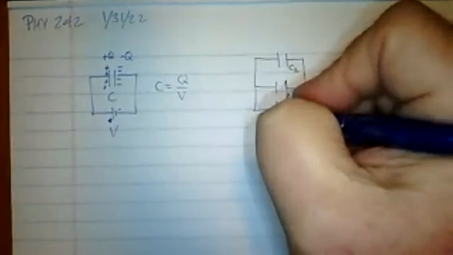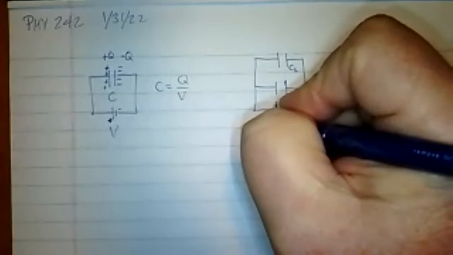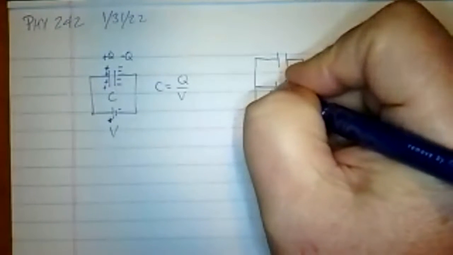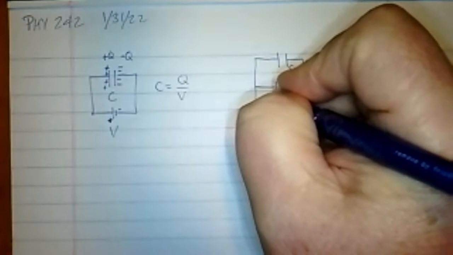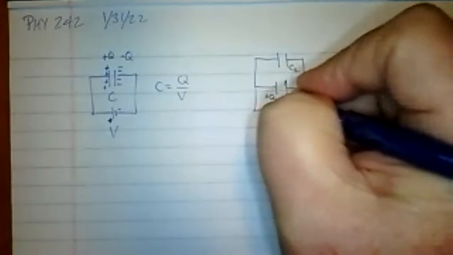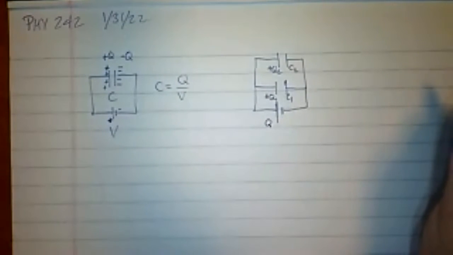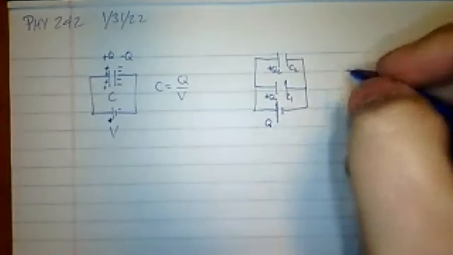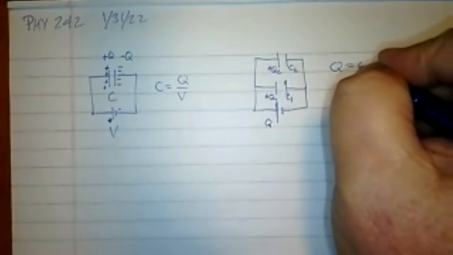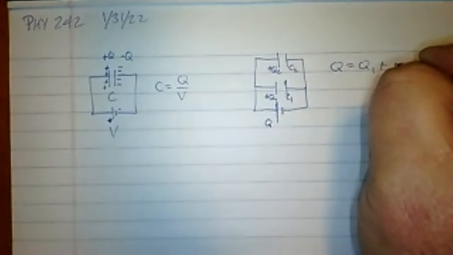And in fact, the total charge that comes out will be Q, and some fraction of it will go this way, and that'll be positive Q1. And some fraction of it will choose to go this way, and that'll be positive Q2. Okay. But since the total is Q, we know that Q is equal to Q1 plus Q2.